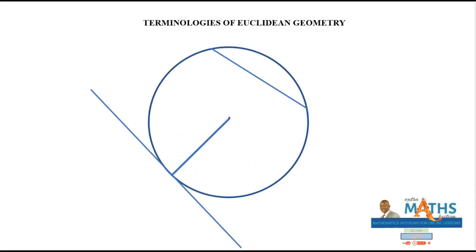Right, guys, let us recap on the terminologies that we were talking about previously. We said we have a line segment. We'll be talking more of this line segment, or we call it a same segment. We have a radius.